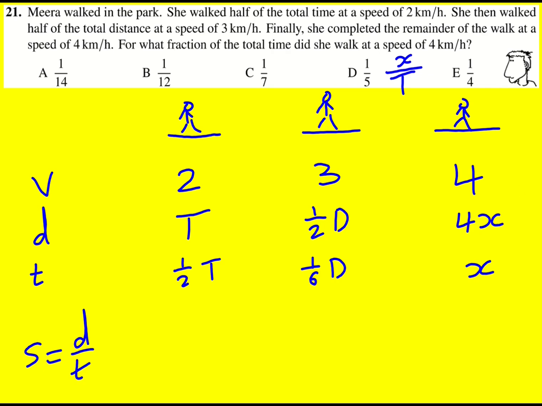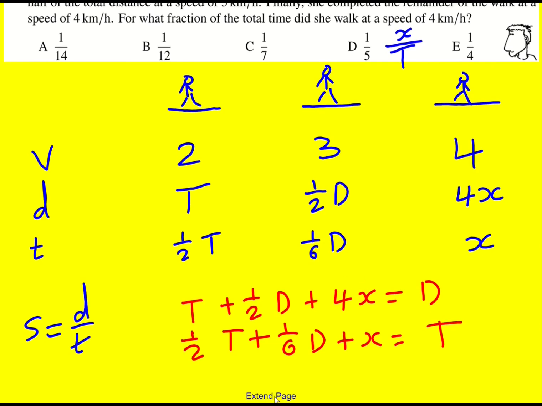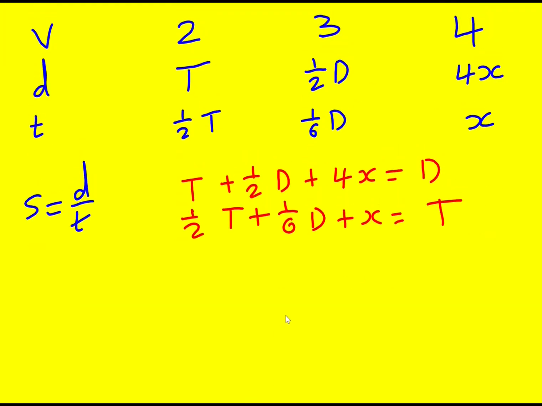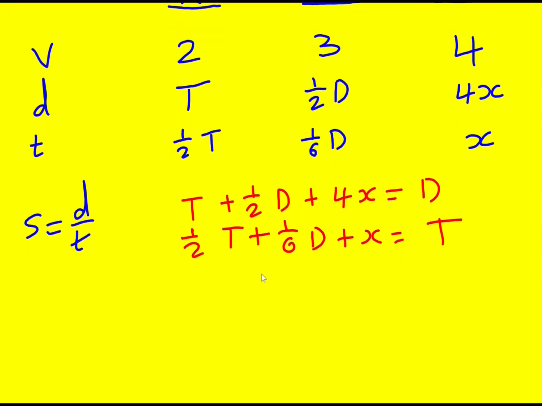Right, we can create some equations with this. For example, it must be that T plus a half D plus 4x is equal to capital D, the total distance. And then also a half T plus 1/6 D plus x, that must equal the total time. Right, let's try and sort of simplify both of these. Or can we even combine them? Because remember, I'm trying to get x and T, so I'm trying to remove D from the equation.